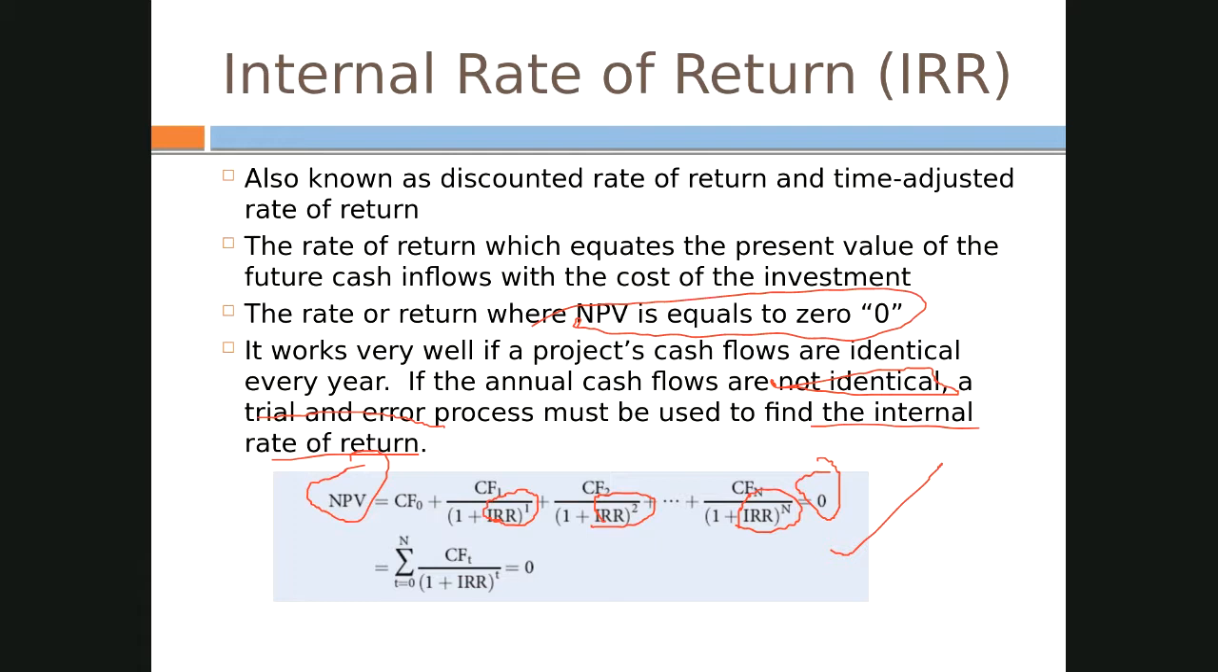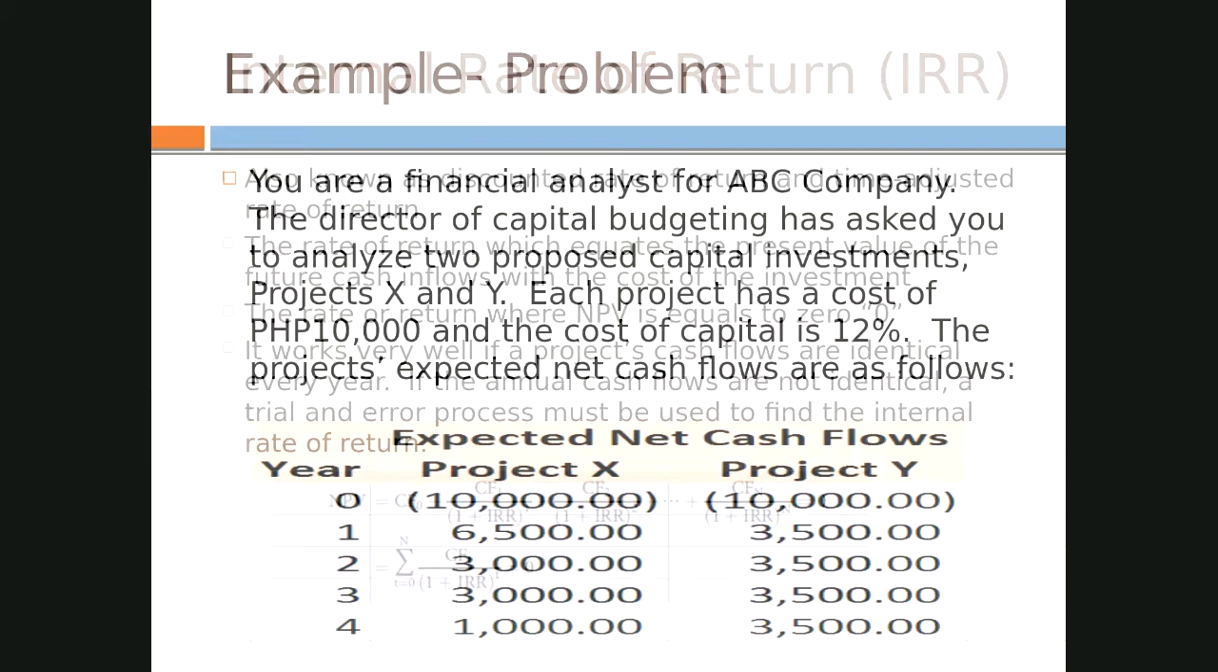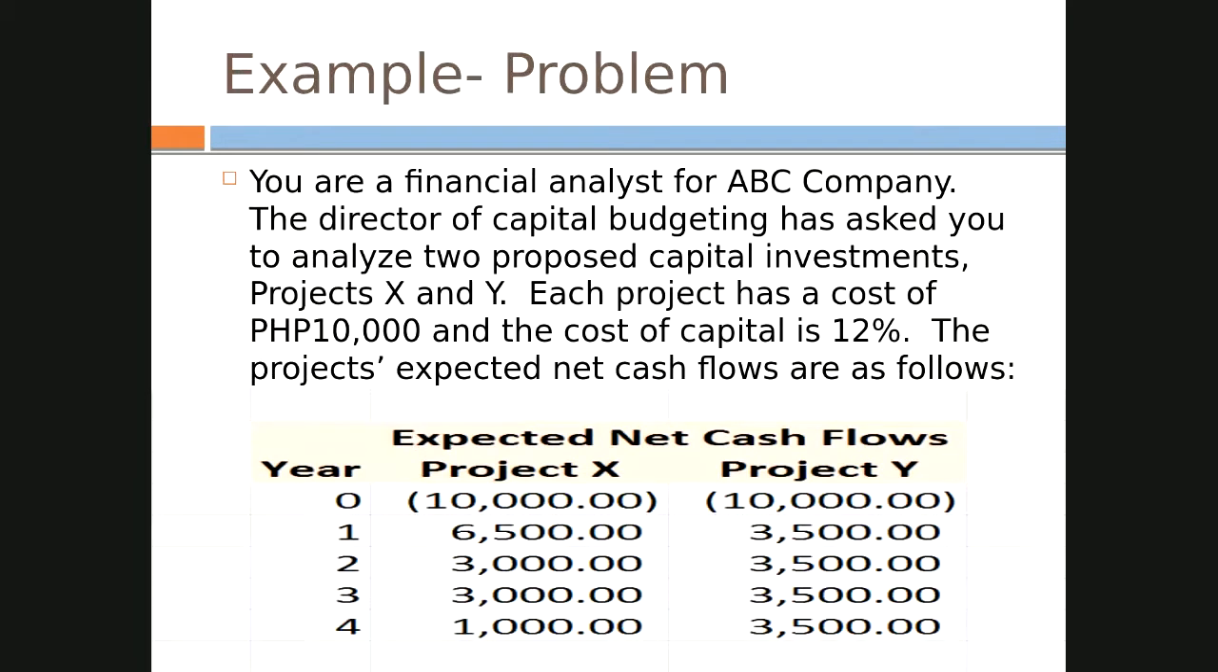Sige, kung walang problem, try natin i-apply. Same problem pa din. Dito pa rin tayo kay ABC Company. Although, pag ako gumawa ng problem, lahat naman ABC. So, you are the financial analyst pa rin for ABC Company. The Director of Capital Budgeting has asked you to analyze two proposed capital investments. So we have Project X and Project Y. Each project has a cost of 10,000 and cost of capital is 12%.